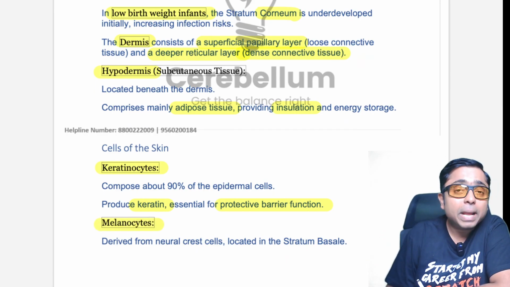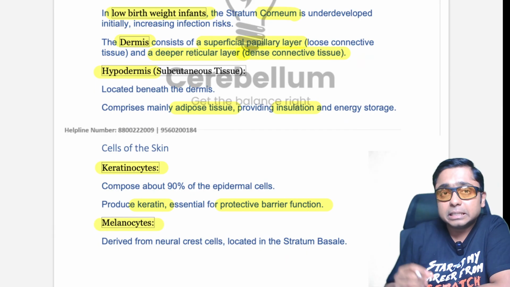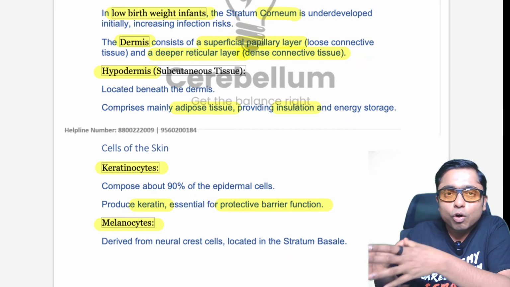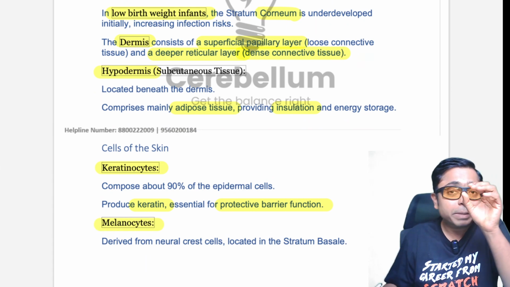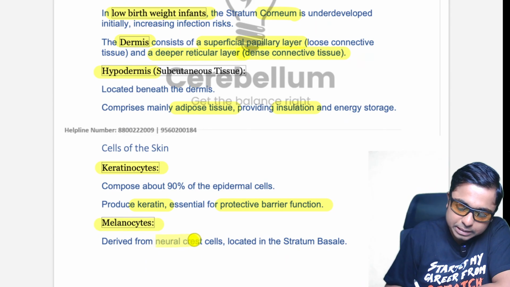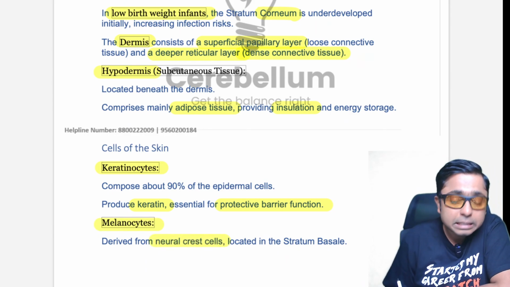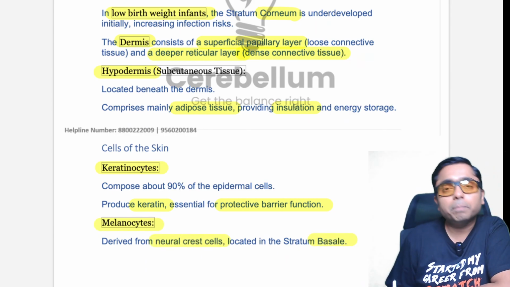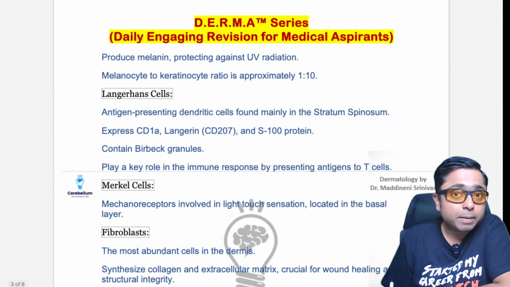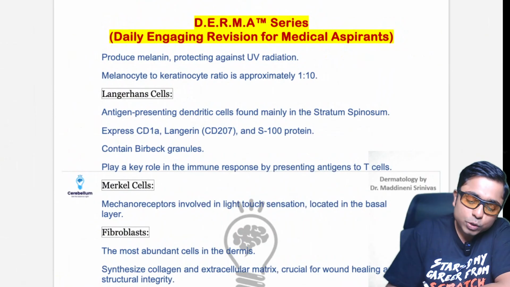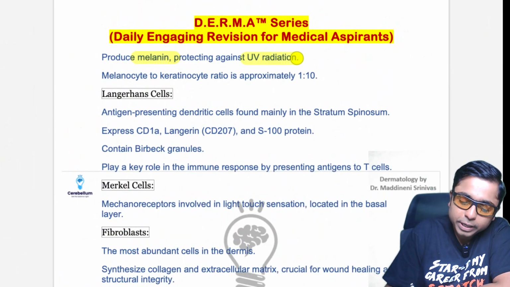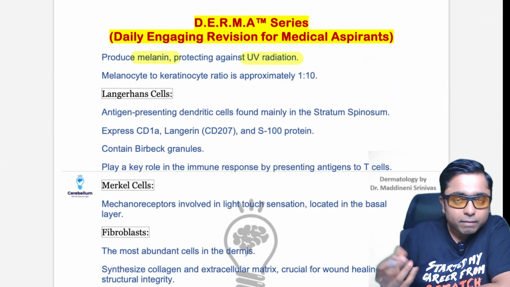Next cells are melanocytes. Remember, melanocytes, Merkel cells, and Langerhans cells are a very small chunk of the cells present in the epidermis. The majority of the cells are keratinocytes. Melanocytes are derived from the neural crest cells, and they are present in the stratum basale layer. The location and the origin of these cells is very important for you to remember. Melanocytes produce the melanin pigment, which protects the body from ultraviolet rays.